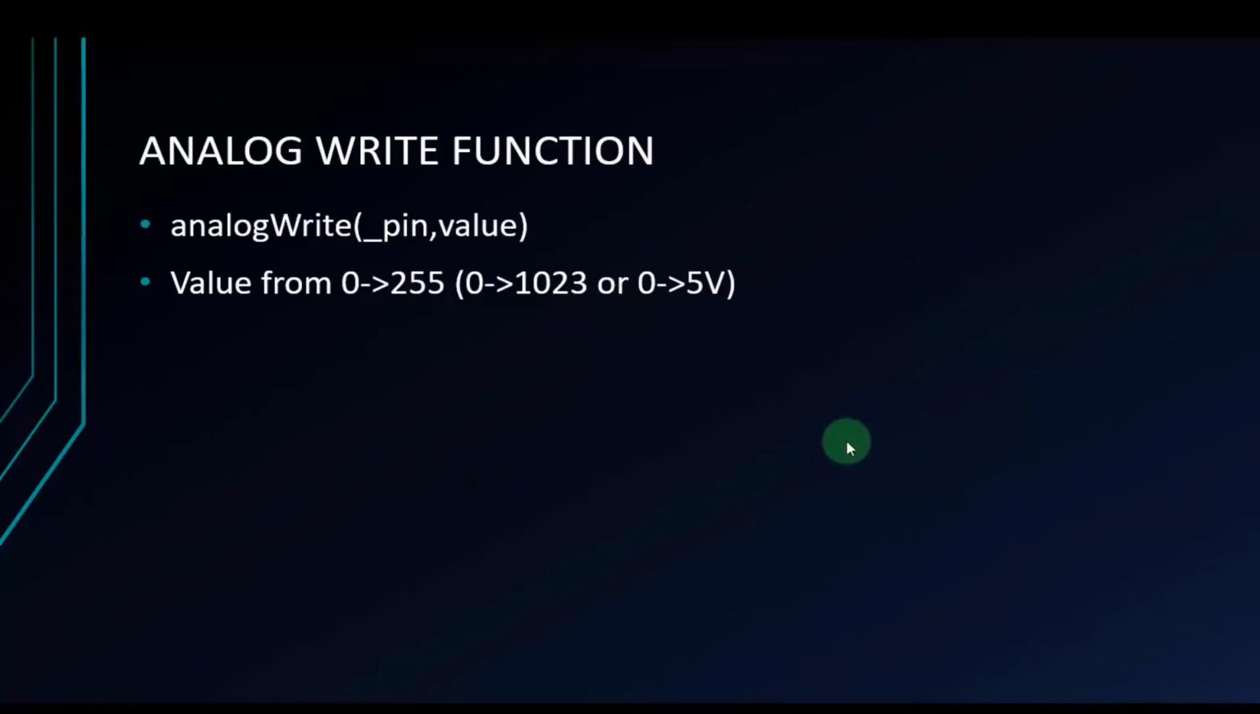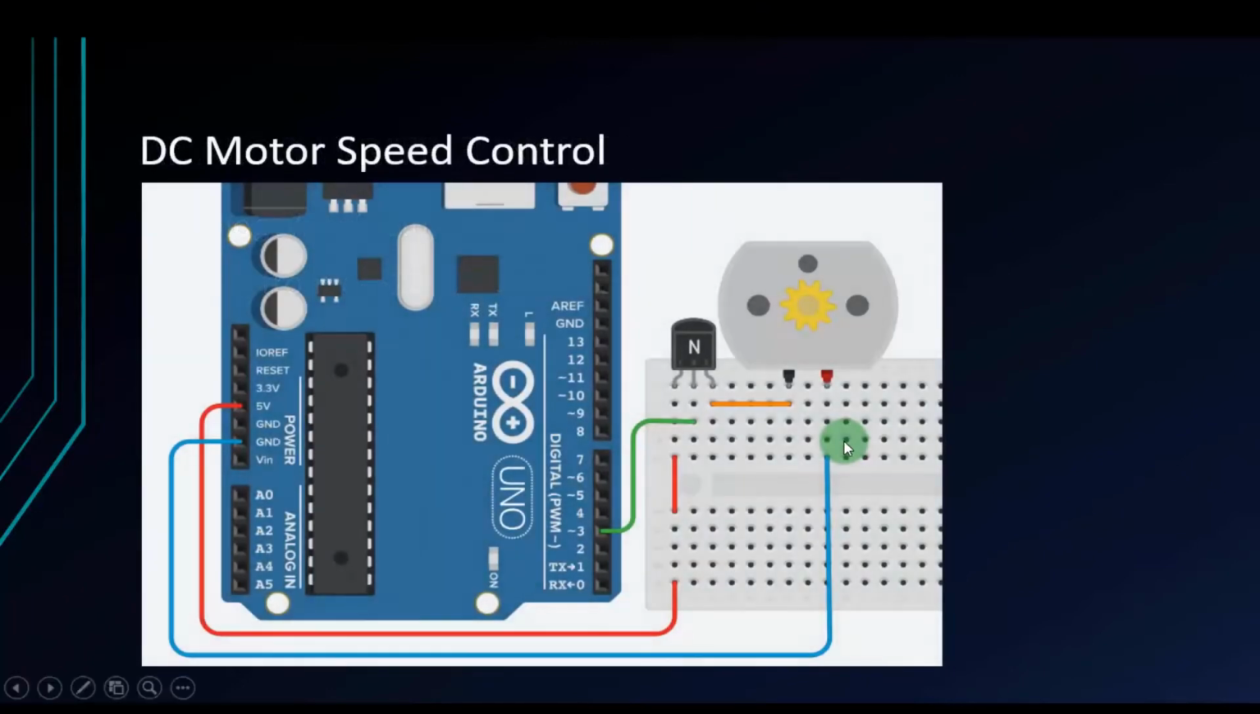Okay, let's go with the first example. This is the diagram to control a DC motor. I will use Arduino to control the speed of the DC motor, but I will use an NPN transistor to support it, because the current from the analog pin is quite weak, so it cannot drive the motor directly. So I will use the transistor to control the motor.